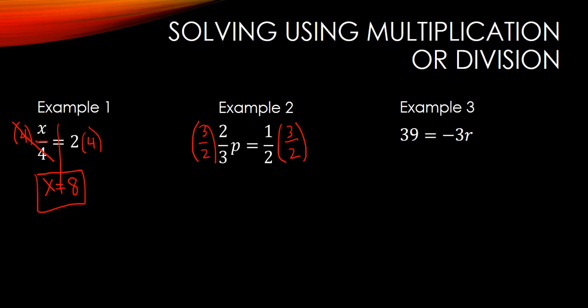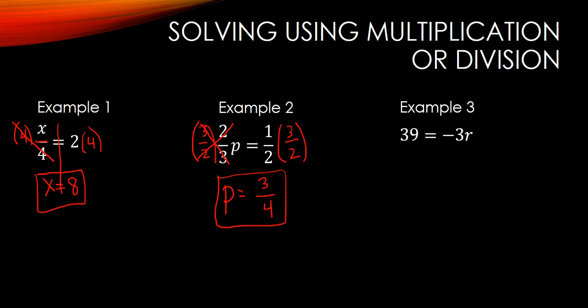So on the left side, the 3 cancels the 3, the 2 cancels the 2, so that's again how that works. And so p is left by itself. Okay, on the right side, remember to multiply fractions, we multiply straight across, so 1 times 3 is 3, and 2 times 2 is 4. So p equals 3/4.